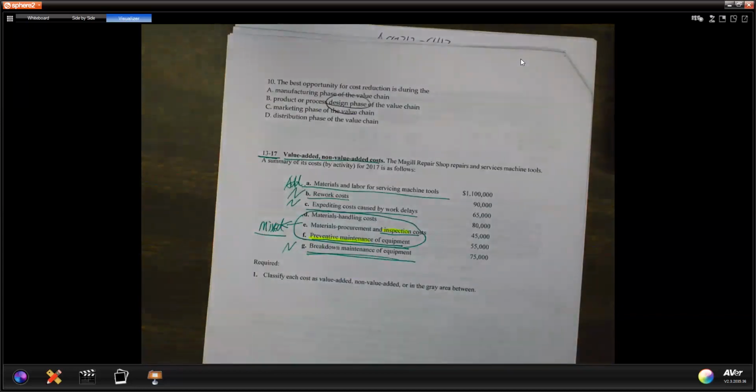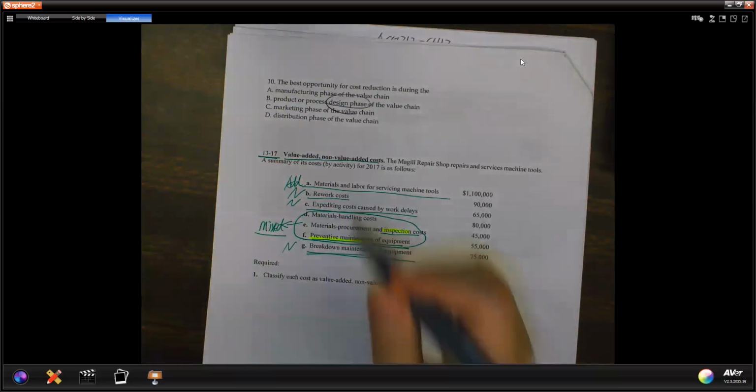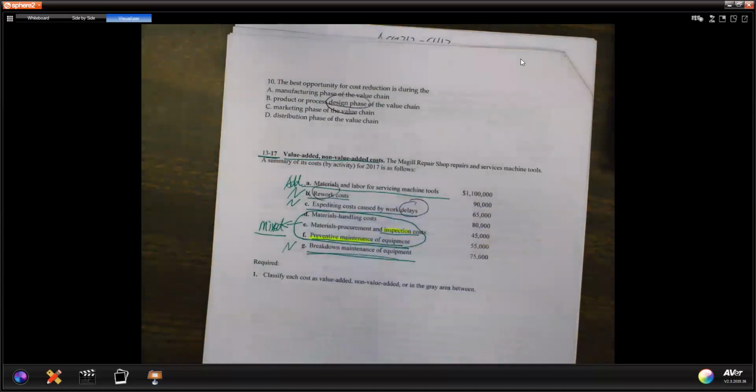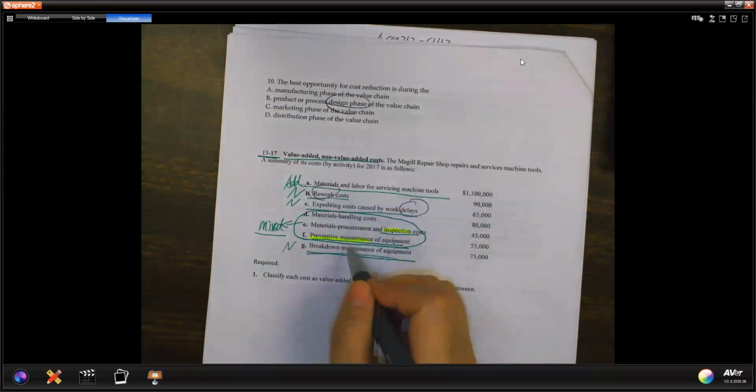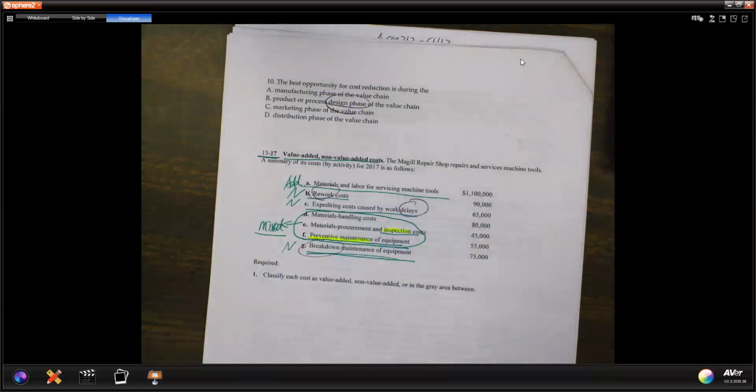13-17 is talking about value added and non-value added. We said if your cost adds value to your product, that's value added, like the basic ideas of labor and material. If the cost doesn't add value, and if you eliminate those costs it will not hurt the usefulness of your product, then that is non-value added. The main idea is if you did something wrong or it's your fault, like you reworked because of a delay or your equipment broke down, those are non-value added.